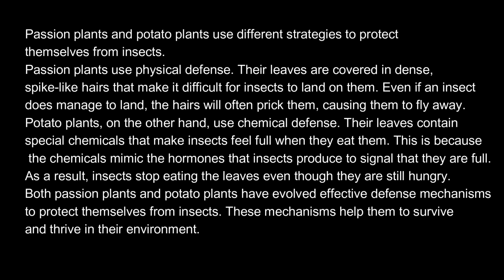Potato plants, on the other hand, use chemical defense. Their leaves contain special chemicals that make insects feel full when they eat them. This is because the chemicals mimic the hormones that insects produce to signal that they are full. As a result, insects stop eating the leaves even though they are still hungry. Both passion plants and potato plants have evolved effective defense mechanisms to protect themselves from insects. These mechanisms help them to survive and thrive in their environment.